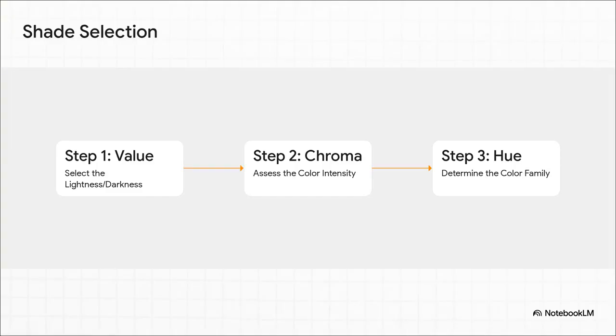But wait, look very closely at the order here. It's different from how we learned the terms. We learned hue, then value, then chroma. But we select value first, always. Remember what I said? It's the most important thing. You have to match the lightness first. Once you've locked that in, then you dial in the color intensity, the chroma. And only at the very end do you confirm the underlying color family, the hue. Following this order will absolutely revolutionize your results, I promise.